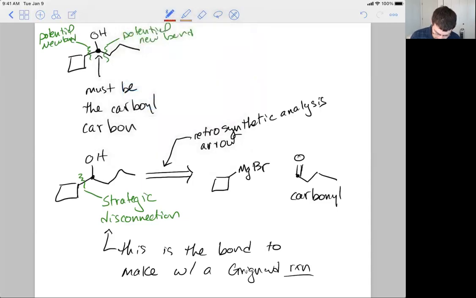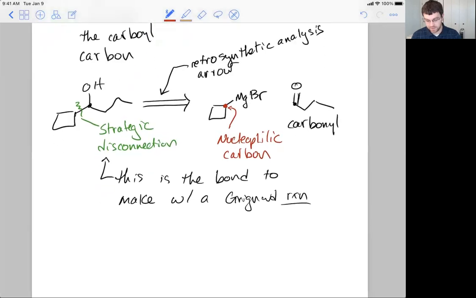That's going to highlight that this atom right here, this is our, I could draw a better arrow, sorry, that's our nucleophilic carbon. Okay, so for us to make this alcohol by way of a Grignard reaction, we work backwards to see that it would have to arise from these two reactants by way of a Grignard reaction.